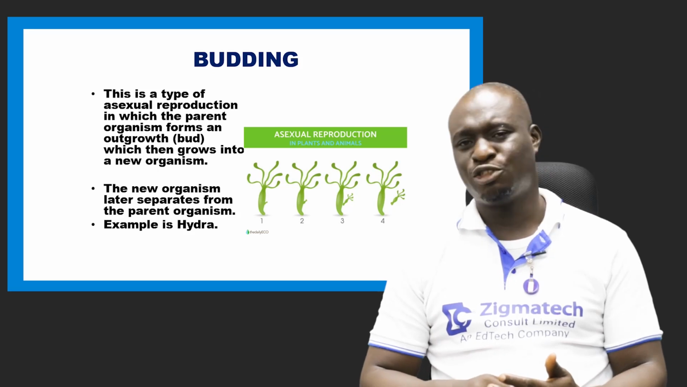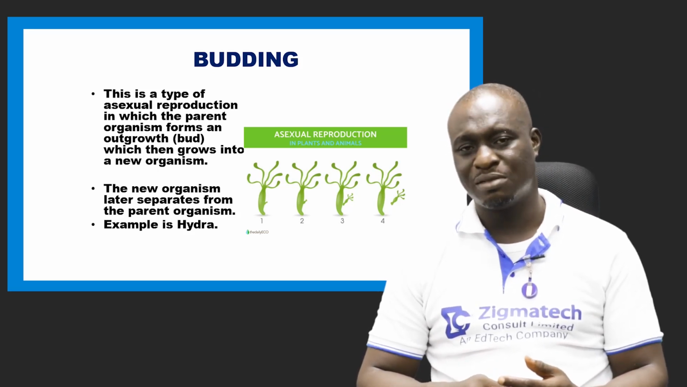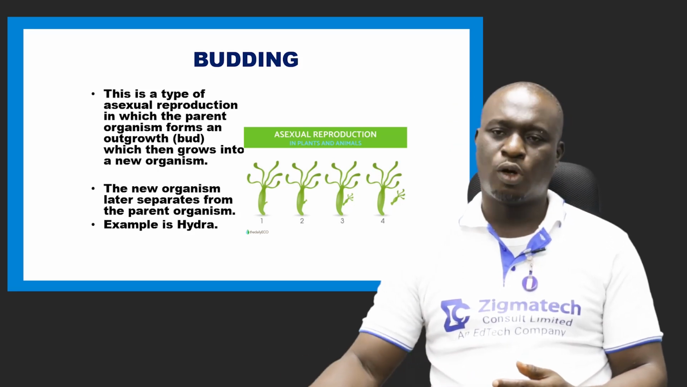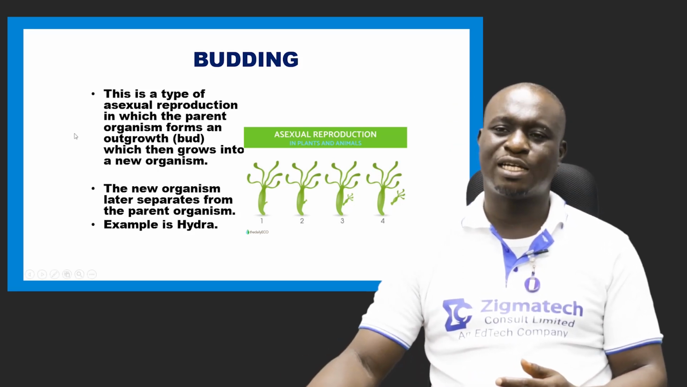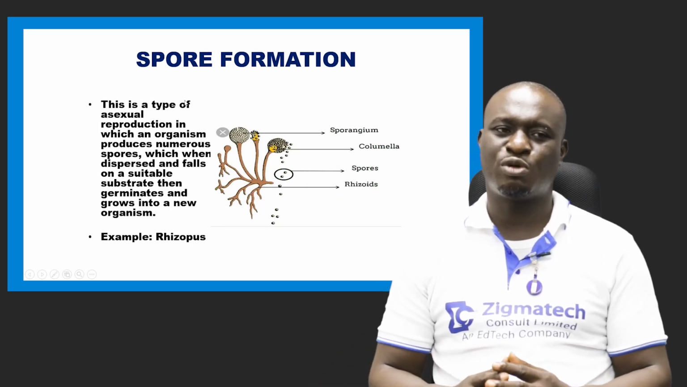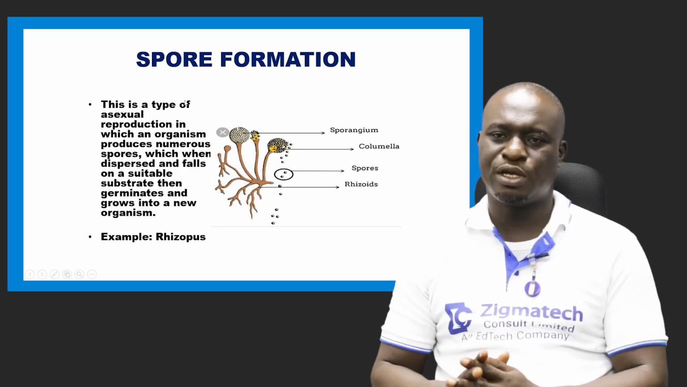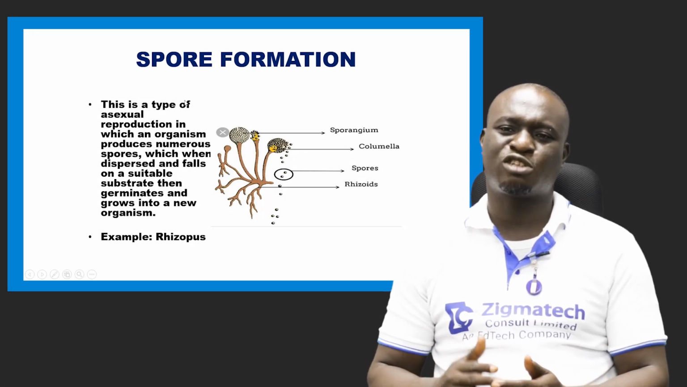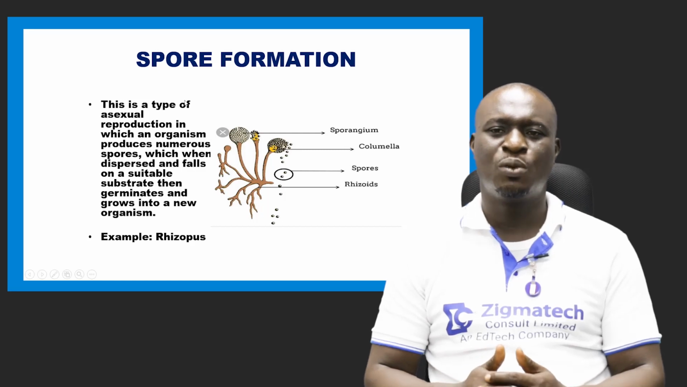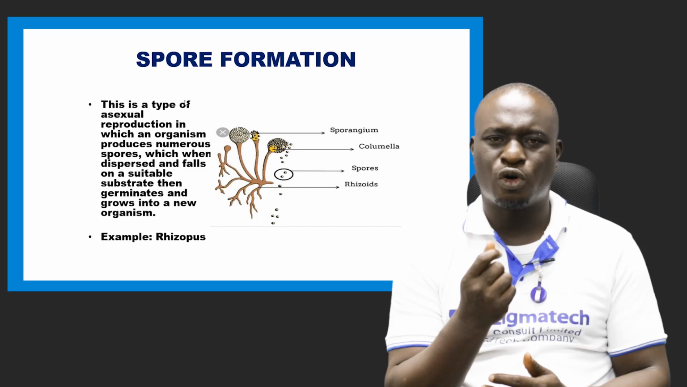We also have hydra. Hydra and yeast are perfect examples of organisms that undergo budding as a type of asexual reproduction. We also have number three type of asexual reproduction called spore formation. Spore formation is a type of asexual reproduction in which an organism produces numerous spores.